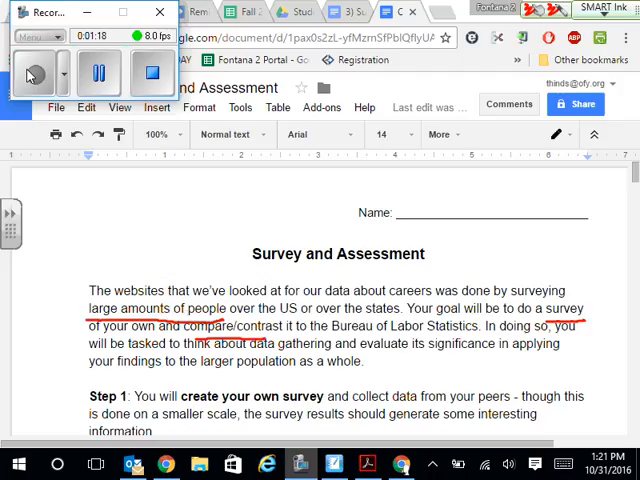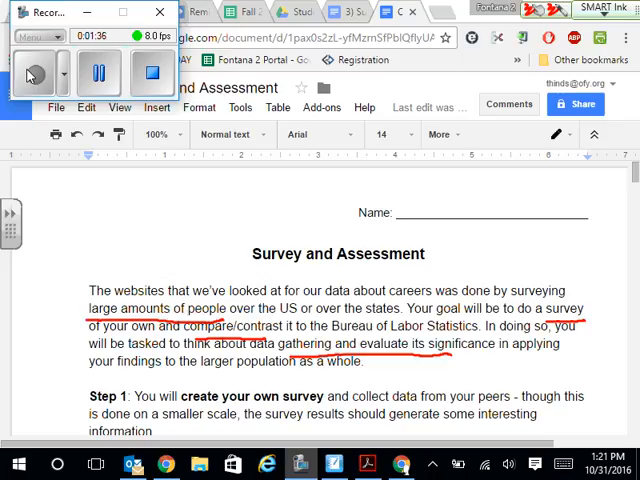Whether you can do this with a pencil, you can check. I'm going to check off what we've done. That is, you will create your own survey and collect data from your peers. Those are done on a small scale. The survey should generate some interesting information. This side we could probably check mark because we did do that.